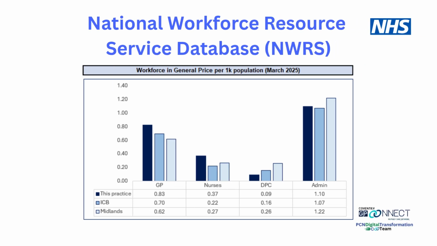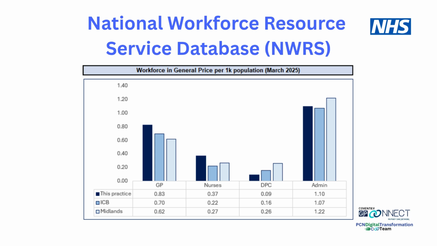Okay, I'll take over from here. Step 7. Practice workforce info panels. The next row focuses on workforce data. The first panel breaks down workforce by GPs, nurses, direct patient care staff, and admin staff per 1,000 population. You can see the color coding.